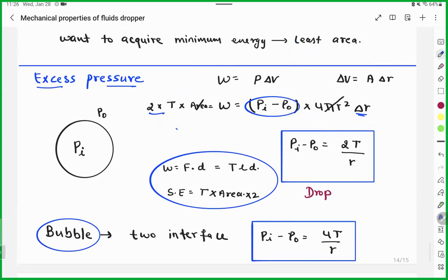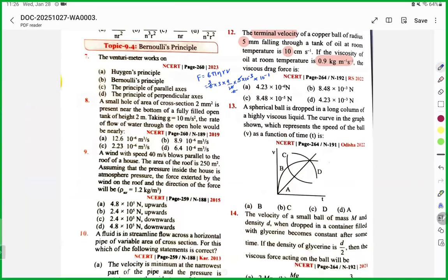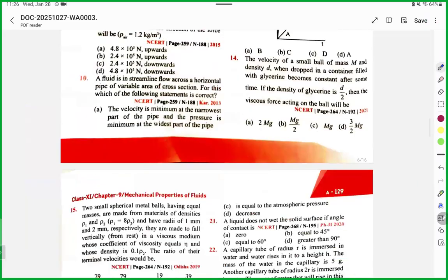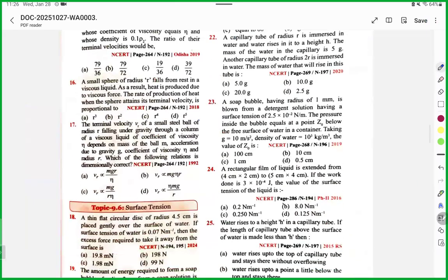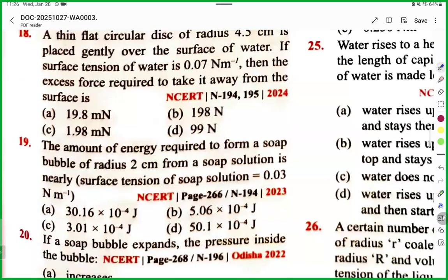Done, guys? And if you look at this, you will have this kind of thing also. Circular disc, radius this, surface tension this, excess force. Excess force means you can correlate with the excess pressure. Energy required for the soap bubble: whatever you calculate for the water, you will multiply with 2.